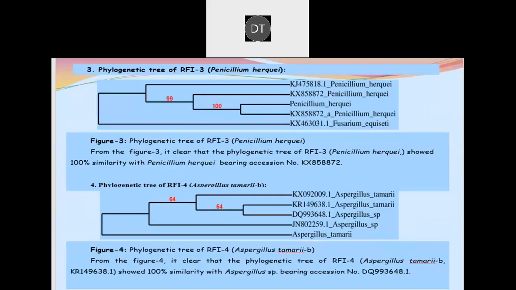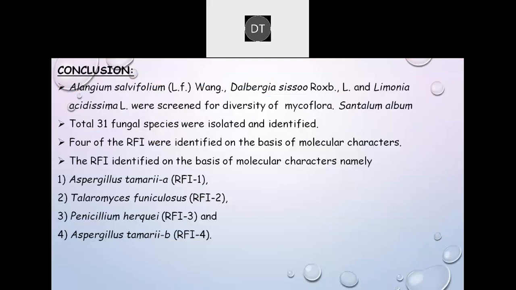Next, madam. Phylogenetic tree of RFI third. It is clear that the phylogenetic tree of RFI third, Penicillium hericium, showed 100% similarity with Penicillium hericium. RFI fourth: it is clear that the phylogenetic tree of RFI four, Aspergillus trimeri B, showed 64 similarity with the Aspergillus species bearing accession number DQ993648. Next, madam.